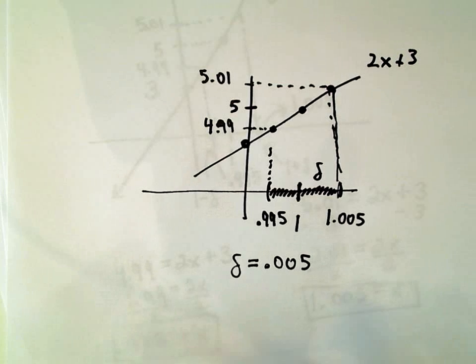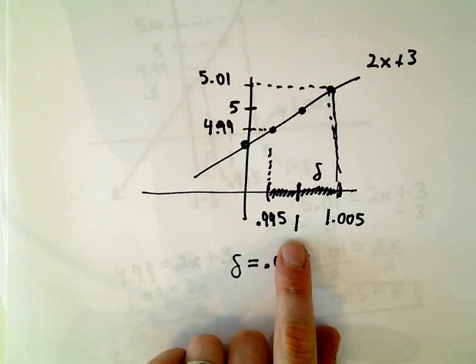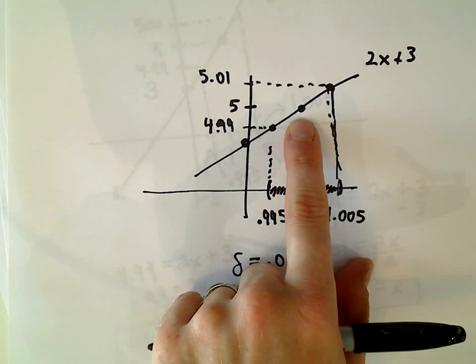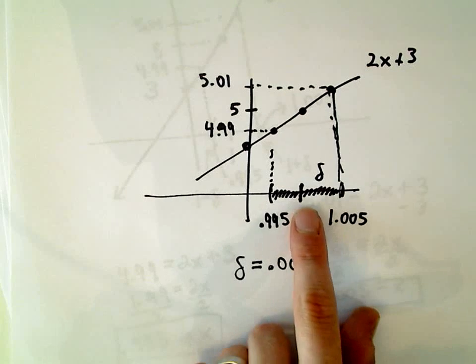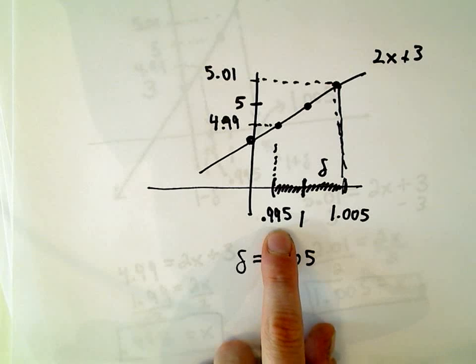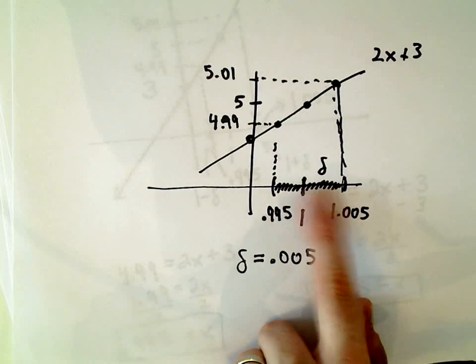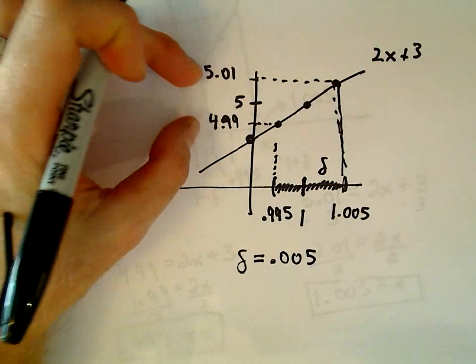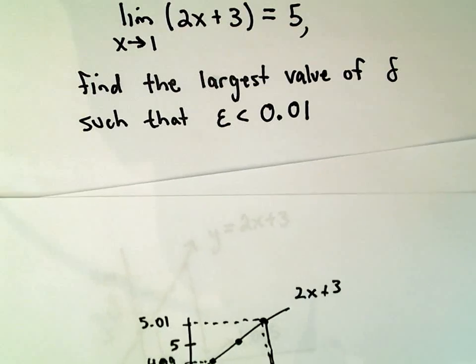One more time, because I think the definition of a limit is very confusing the first time you see it. If you plug in 1, you get the number 5. If you go at most 0.005 either to the left or to the right, and we don't use the endpoints 0.995 and 1.005, if you take anything in between those two numbers, you are going to get y values that are within this epsilon of 0.01.